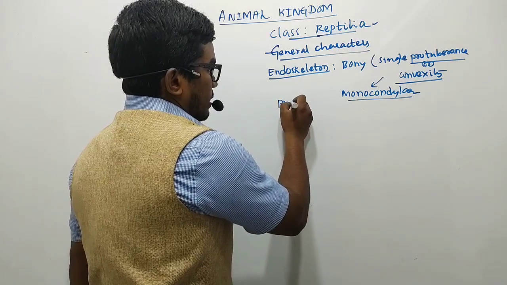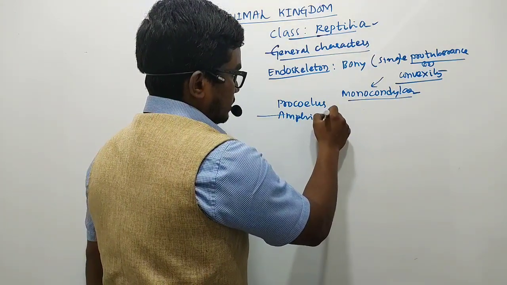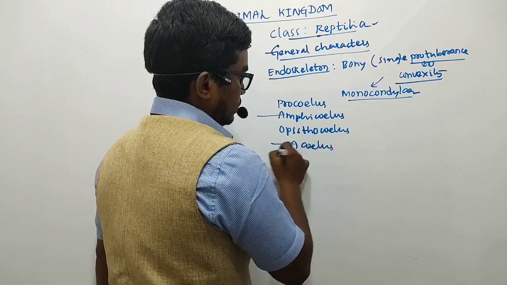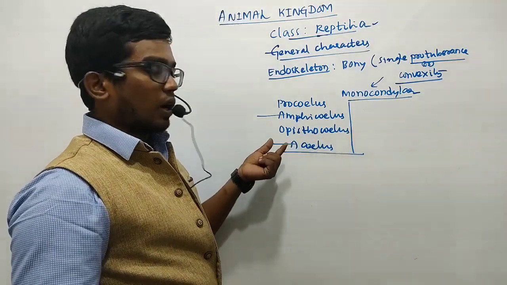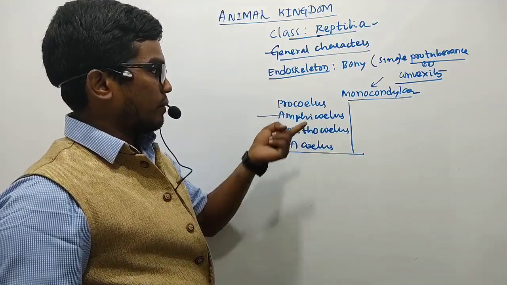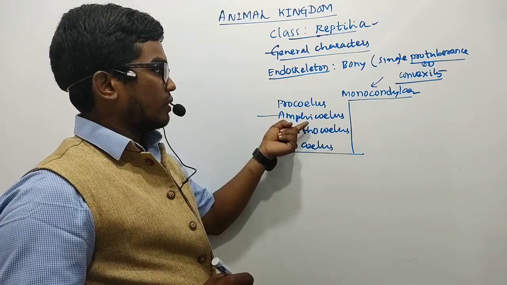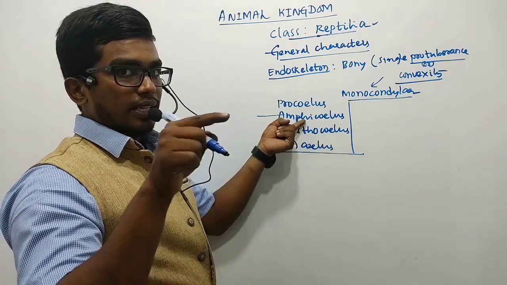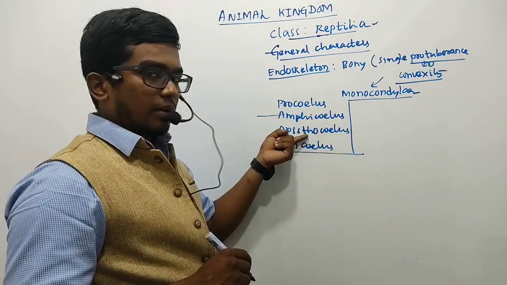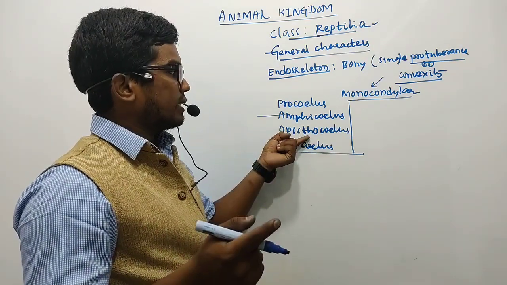And note that the vertebrae here can be procoelous, or amphicoelous as well, or opisthocoelous, or even acoelous. So this is pertaining to the structure of the vertebrae. Procoelous: at one end it is convex and at the other end it is concave. Amphicoelous: the centrum, or the center of the vertebrae, is concave on both sides, the anterior end and the posterior end. Opisthocoelous: the centrum, at one end it is convex, and at the other end it is generally concave.